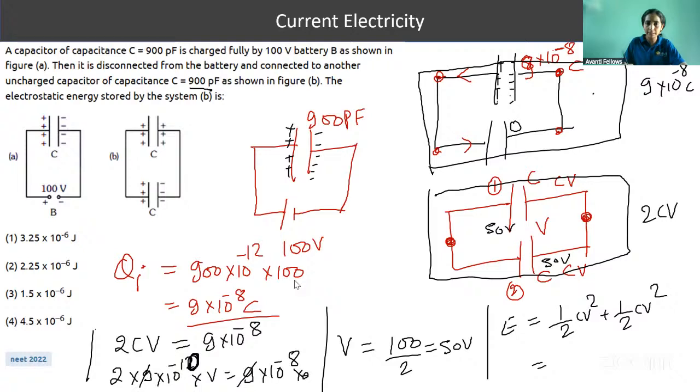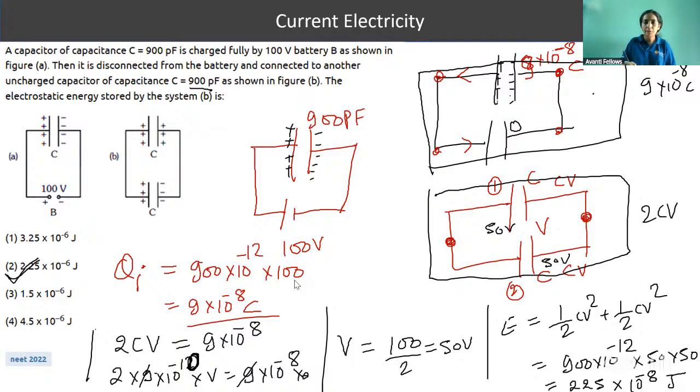So you can write it now. C is equal to how much? C is how much? 900 into 10 to the power minus 12. V is how much? 50. So 50 into 50. ठीक है. 5 into 5, 25. 25 into 9 will be equal to how much? That will be equal to 225. And 225 into what power? 1, 2, 3, 4, 10 to the power minus 8 joule. That is 2.25 into 10 to the power minus 6 joule.